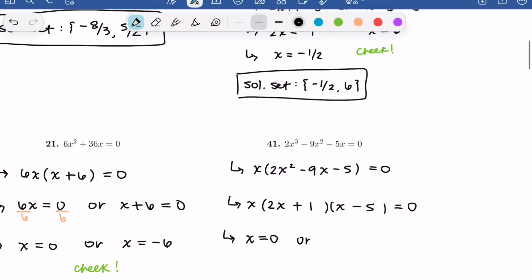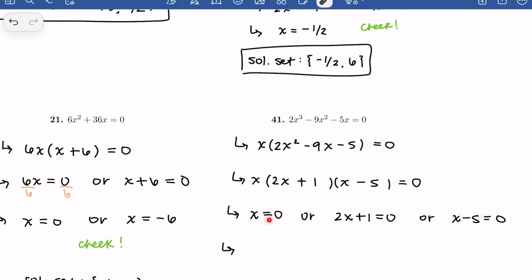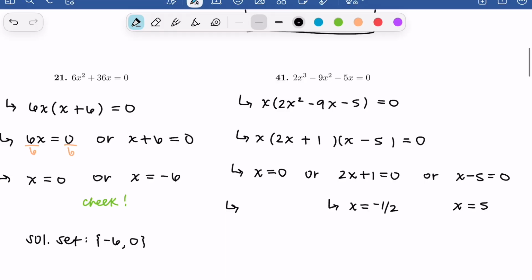We're also going to have our second factor in this case equaling 0, or our last factor equaling 0. And again, we proceed as normal. For this one, x is equal to 0. We don't have to do anything here. Let's look at our next equation. If we want to solve for x, we are going to subtract 1 on both sides and then divide by 2. So we're going to get x is equal to -1/2. And then lastly, we're going to add 5 to both sides for this equation. So we're going to get that x is equal to +5.